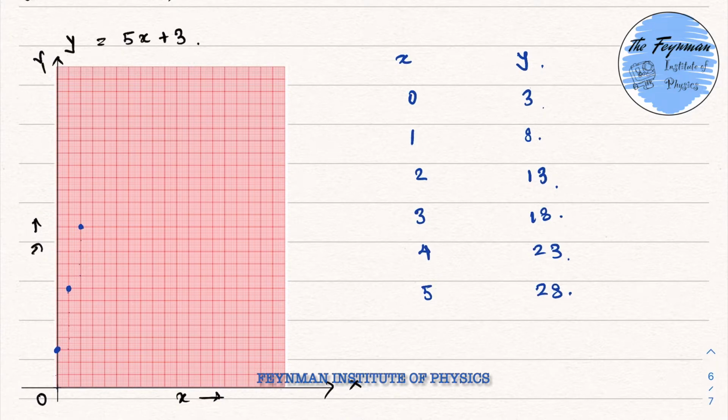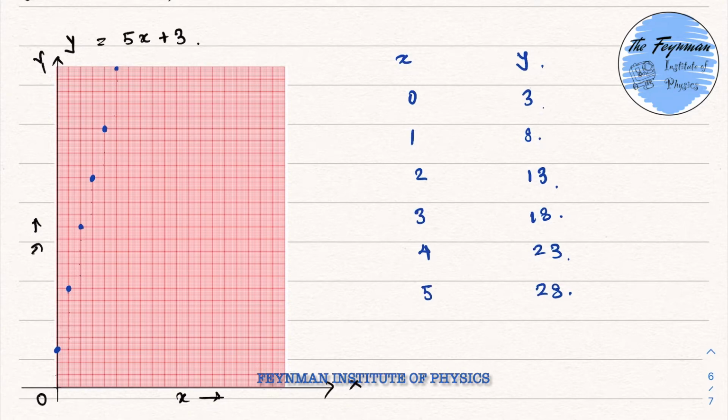When x is equal to 3, y is equal to 18. So this will be our point. Similarly, when x is equal to 4, we will have 23. This will be our point. And when x is equal to 5, y is equal to 28. So this will be our point. So this is how the graph will look.